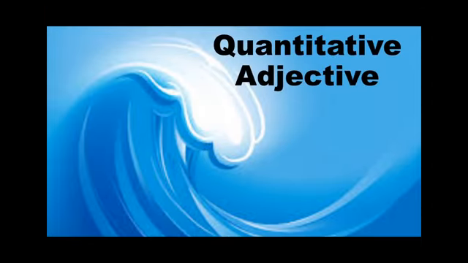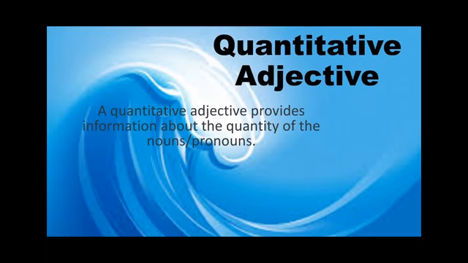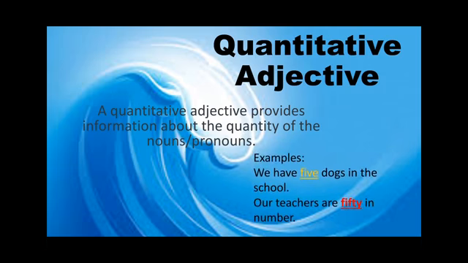Quantitative adjective. They are adjectives that provide information about the quantity of a noun or pronoun. Example, we have 5 dogs in the house, in the school. How many dogs? 5 dogs. The adjective there, 5, tells us the quantity of dogs we have in the house, in the school. Our teachers are 50 in number.